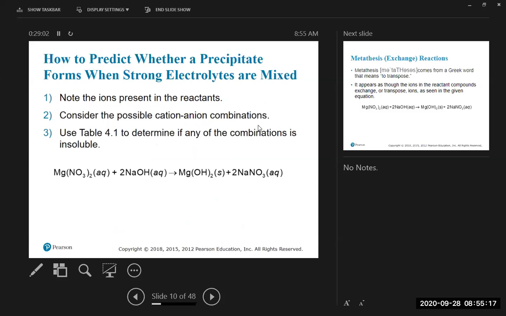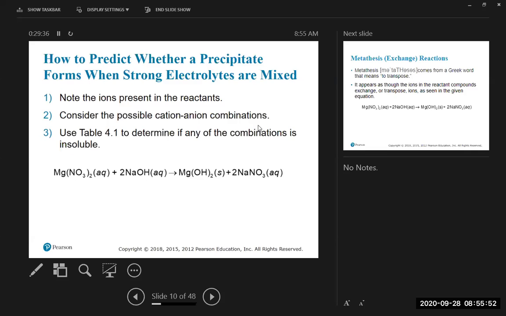So, as we were saying, if you want to predict whether you're going to get a precipitant formed, then you want to look at the ions that are there in the chemicals that you're mixing. Determine if any of the cation, anion possible combinations are soluble or insoluble, and use that table that we talked about to do that prediction. So here's that example that we were talking about.